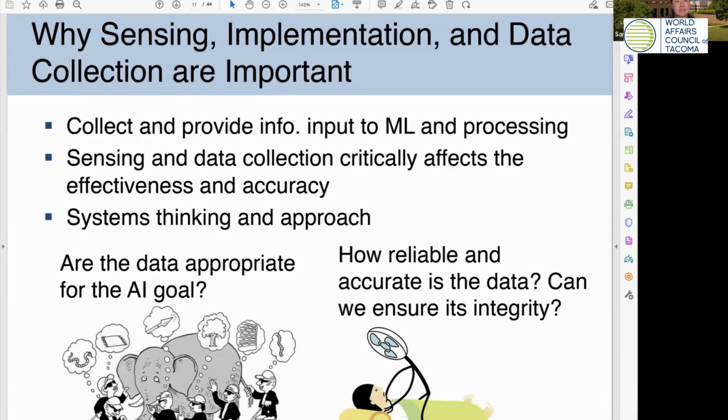Another question that addresses the importance of sensing and data collection is how reliable and accurate is the data? Can we ensure its integrity? So we know that ChatGPT, Copilot, and all these LLMs, large language model applications, are based on the information that is currently out there on the internet.